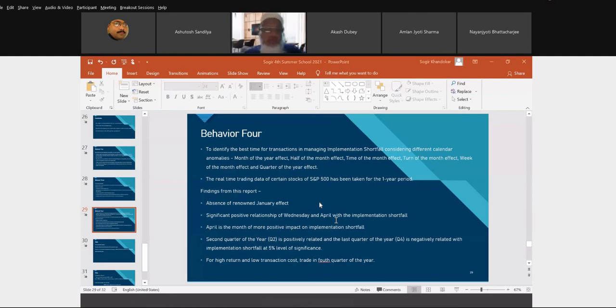Implementation shortfall is influenced by trading in the first phase of timing in April at the 1% level of significance, more than other phases of timing. In the turn of the month effect, the result indicates that the first 3 days of January and the first 3 days of September have a positive relationship with the implementation shortfall at 1% and 10% levels of significance respectively. The result finds both have a positive impact on implementation shortfall.